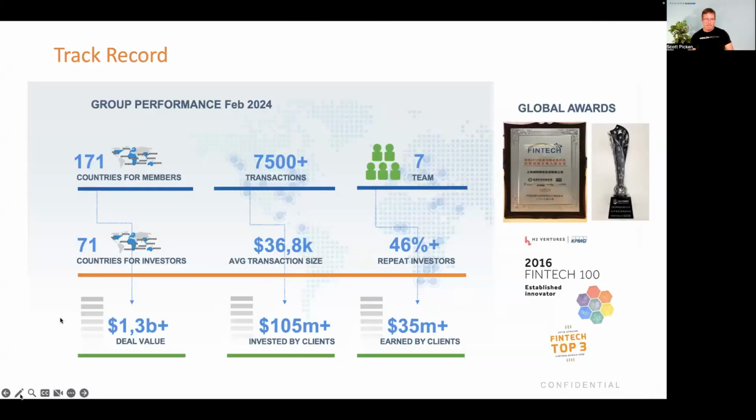And if you look at our results, we've got members now in 178 countries. I know it says 171, but it's actually grown quite a lot in the last couple of weeks and months. We've done over 1.3 billion. We've done over $100 million through the platform. We've paid out $35 million in exits or dividends, and we've won numerous different awards.